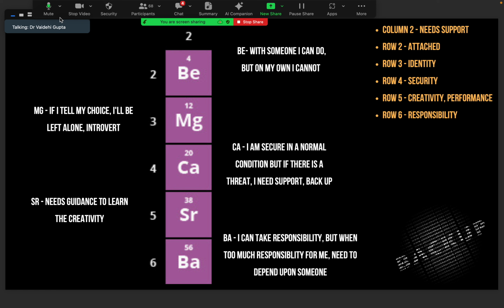Strontium needs guidance to learn creativity. It is the row of creativity, so he wants guidance to learn creativity.